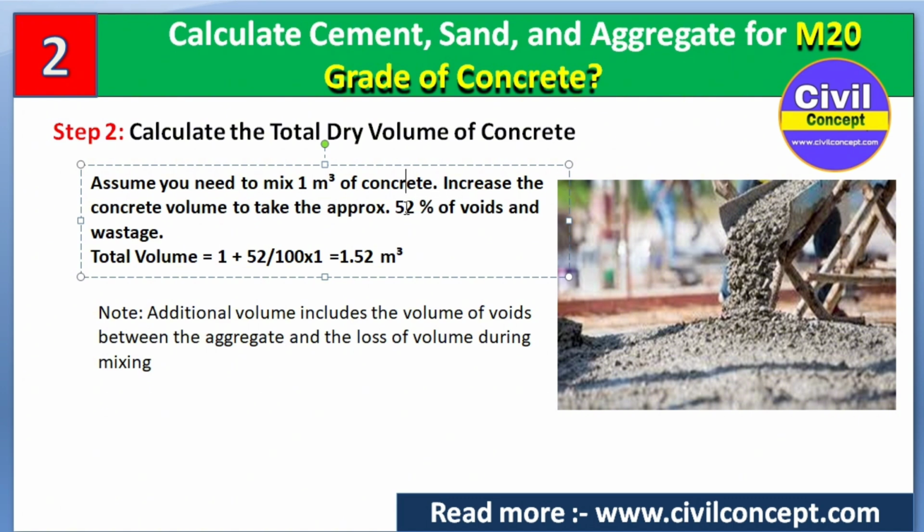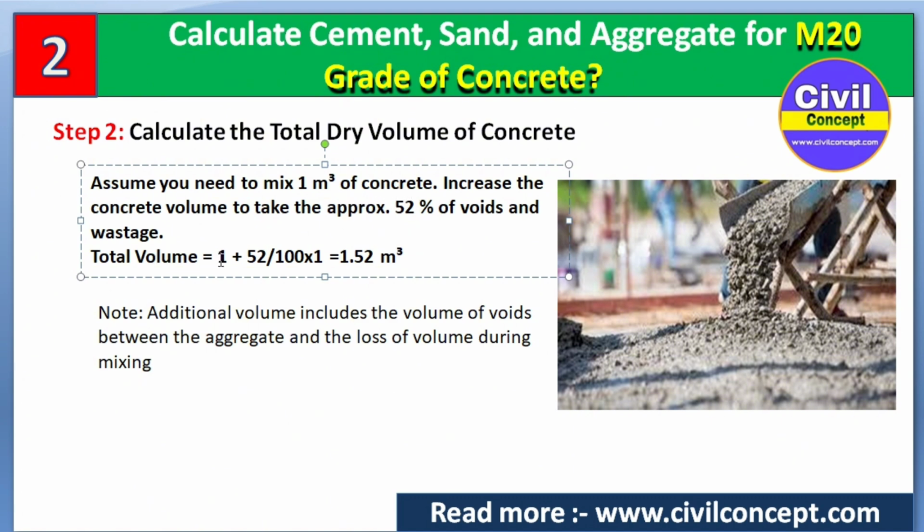We have to add 52 to 54% due to voids and wastage in the concrete. This is the shrinkage factor. When we add water to dry cement and sand, it will shrink somewhat, so we have to increase the volume. For this we have to add 52% to 54%. So in the 1 meter cube of concrete which we have assumed, we have to add 52%.